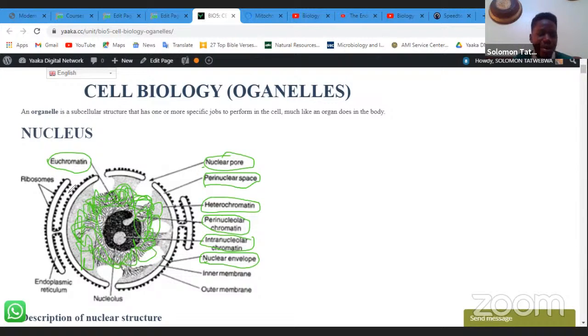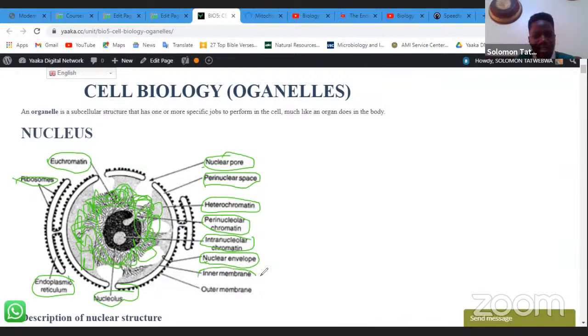And then around the nuclear envelope, we have the endoplasmic reticulum. This surrounds the nucleus. And on it, since it is rough, we have the ribosomes. I think we have looked at the functions of ribosomes. Who can tell us the function of the ribosomes? Who remembers? We also have the nucleolus in here, the inner part of the nucleus, and then the inner membrane and outer membrane.